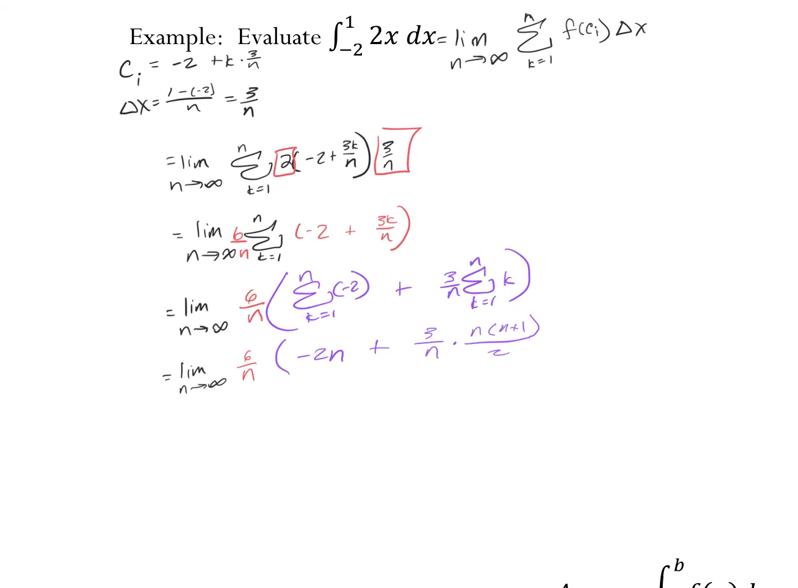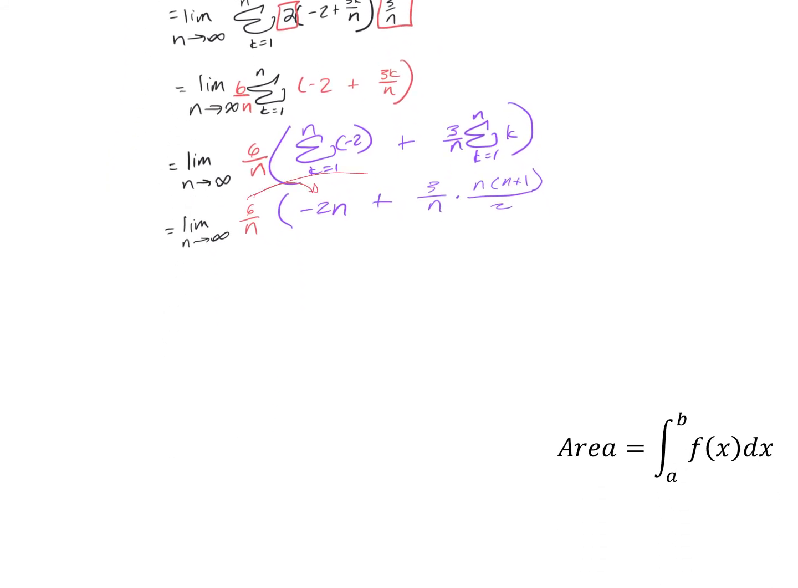And from here, I'd probably distribute that 6 over n. Cool? So now we've got the limit as n approaches infinity of negative 12 plus 18n times n plus 1 over 2n squared. And just for fun, guys, are you okay if I call this 18n squared plus 18n on top instead? Okay.